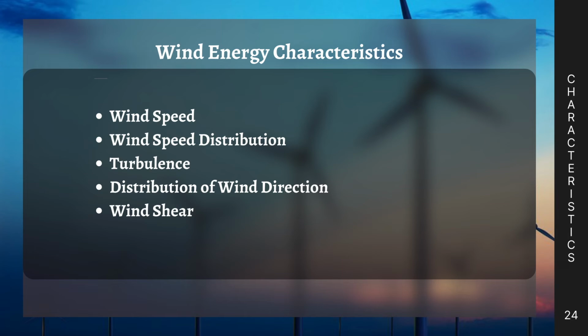Next for the characteristics is turbulence or short-term fluctuations, which is the rapid fluctuations in wind velocity. Next is distribution of wind direction, which is important for laying out a wind farm. Lastly is wind shear, which is a change in wind speed over a short distance and it causes the power of the wind energy to deviate.